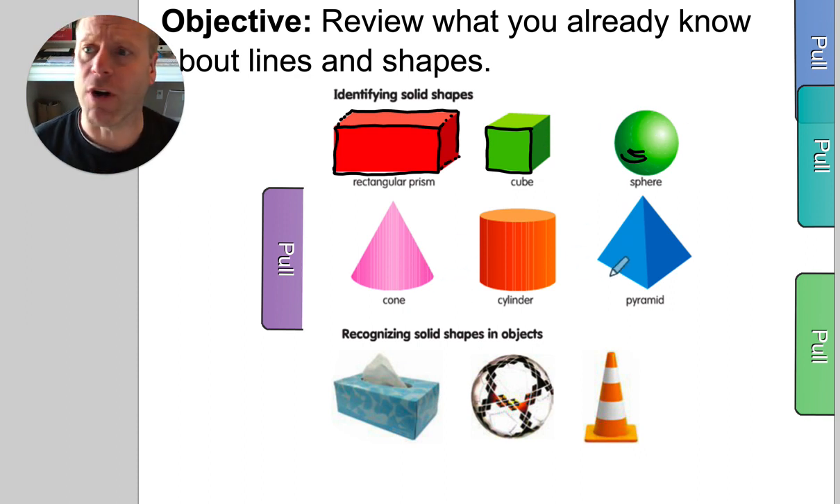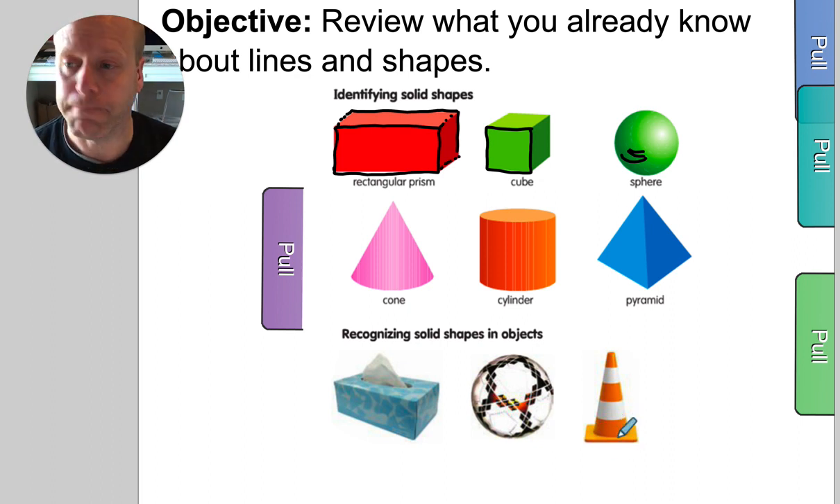I think these are obviously different. This is a cone, like the bottom of an ice cream cone, a cylinder or can, and this is a pyramid. And you'll very commonly see these objects out in the world. You'll see rectangular prisms holding our tissues. You'll see spheres playing out on the playground, or cones when you're driving in traffic.